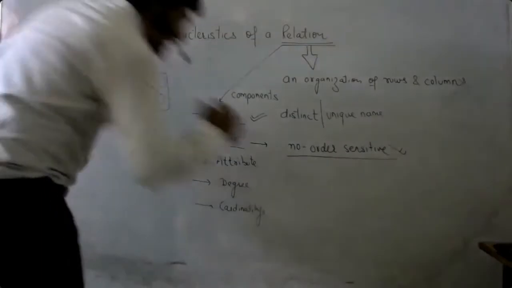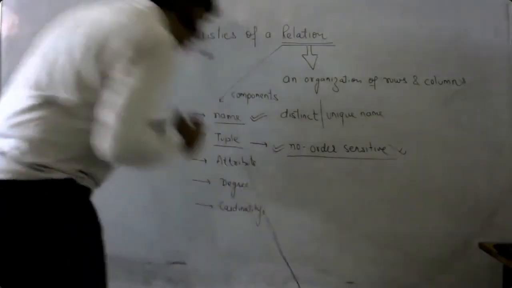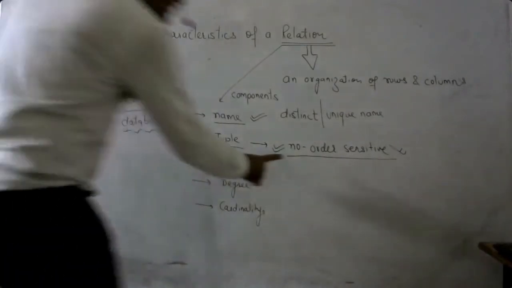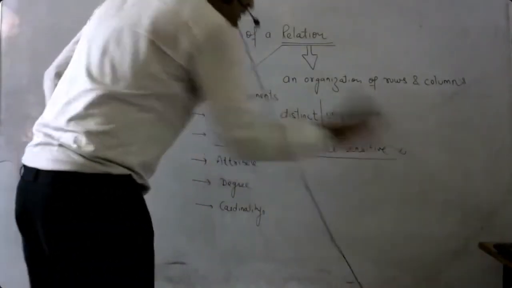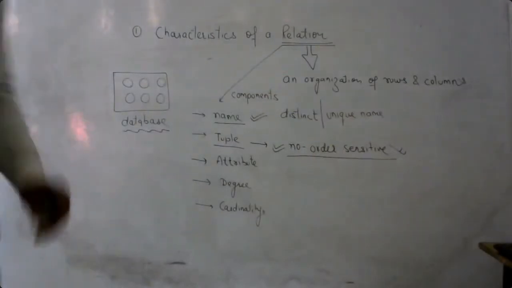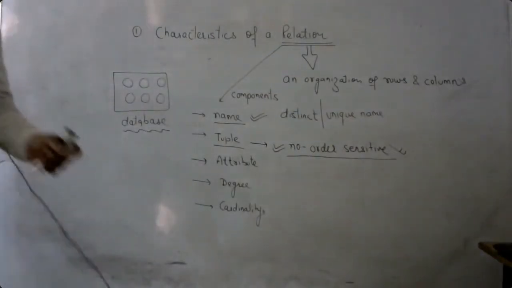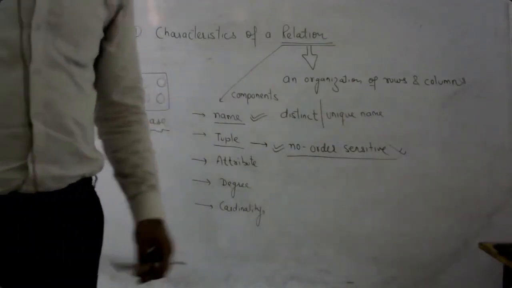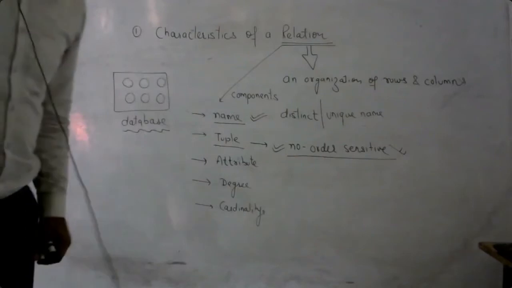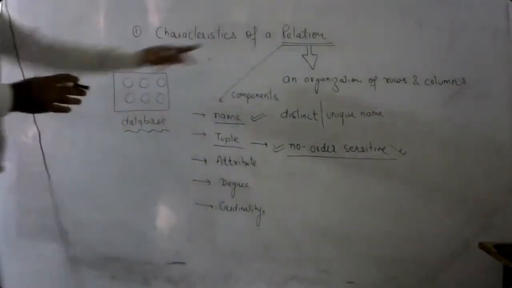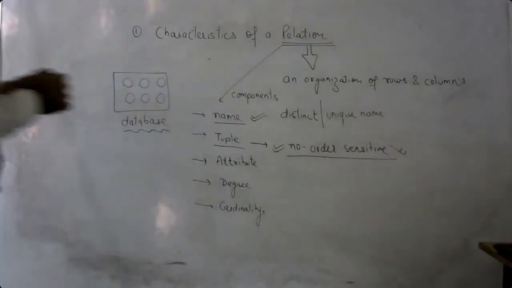So the second characteristic of a relation is that it is not order sensitive. It means the tuples, the rows, the records of a relation can be maintained in any order. Okay, so this was the second characteristic of a relation. Now move to the third characteristic.